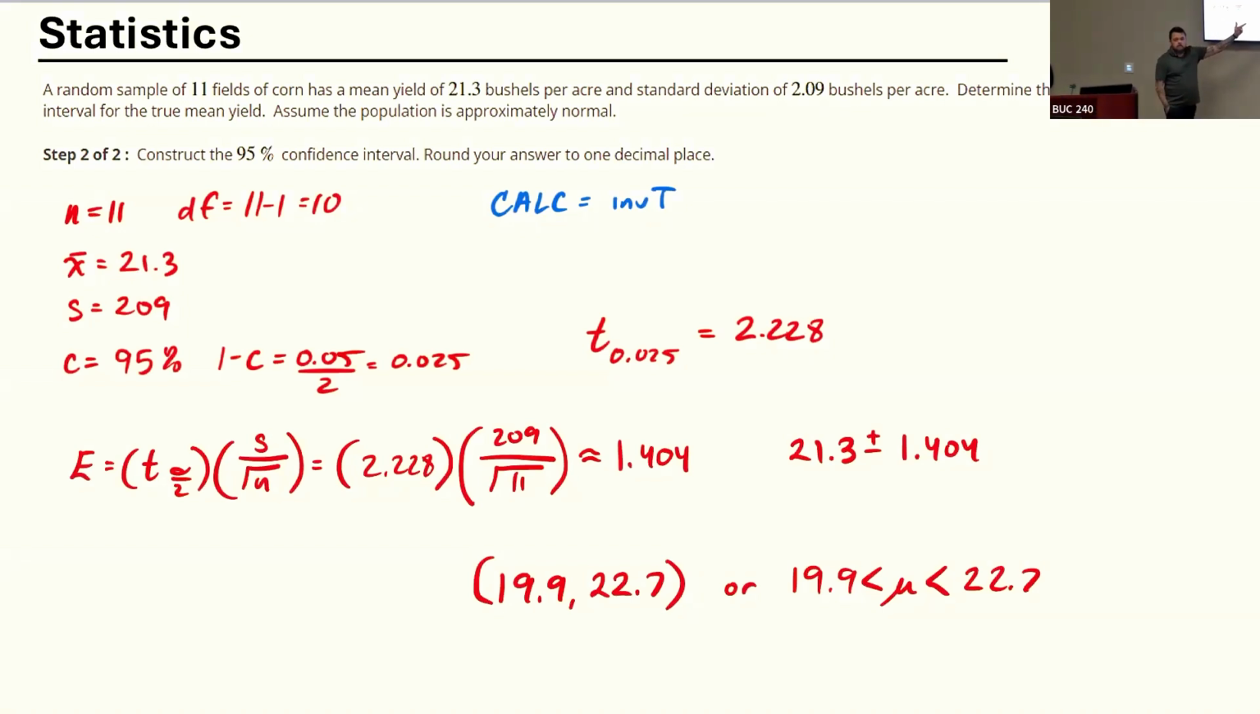Notice what I got. You can see it on the screen now. I end up getting this 19.9, 22.7 right here at the bottom. Just pull this out here so you can see it.